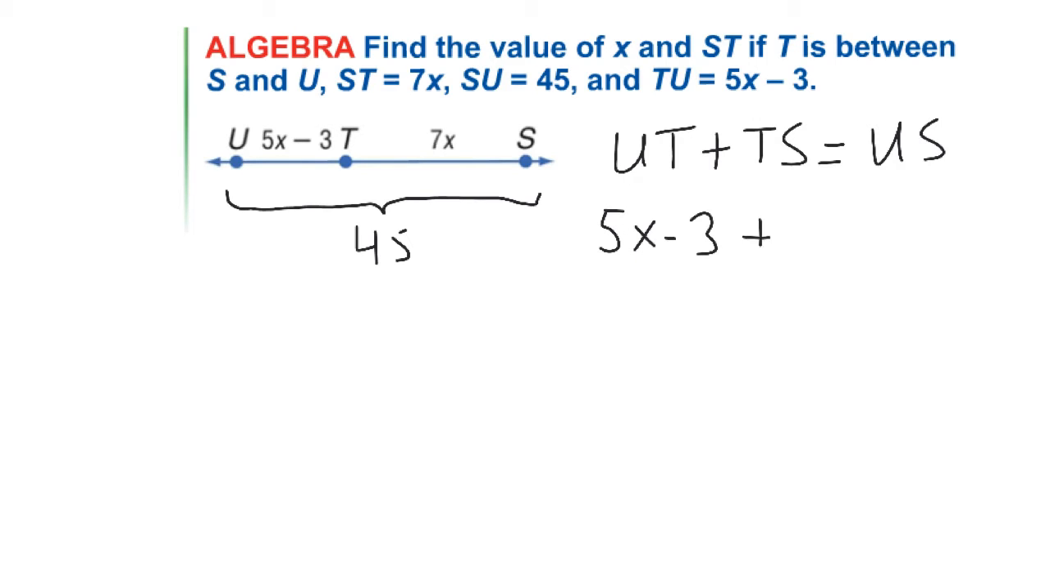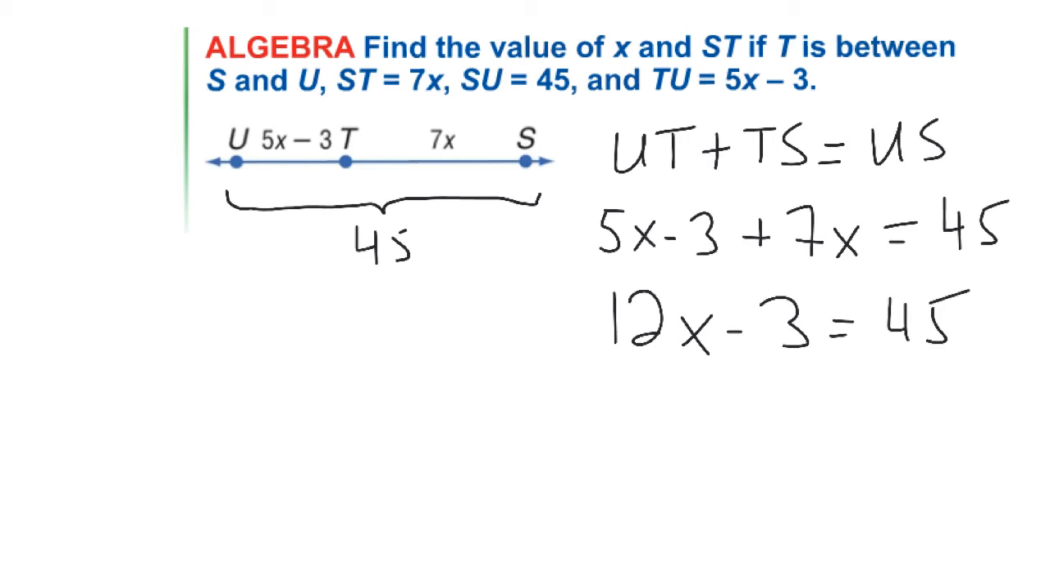Okay, plus I can replace TS with 7x. I have additions, I don't have to use parentheses, and the length of segment US is 45 units. Okay, now algebra, 5x plus 7x would be 12x, so you get 12x minus 3 is equal to 45. Add 3 to both sides, 12x is equal to 48, and if you divide both sides by 12, x is equal to 4.